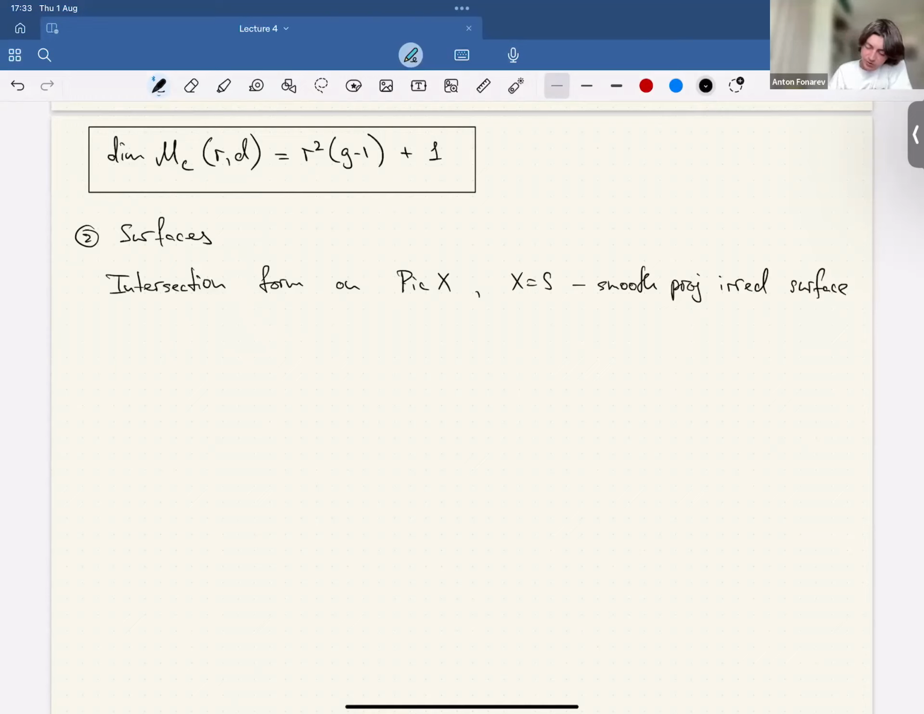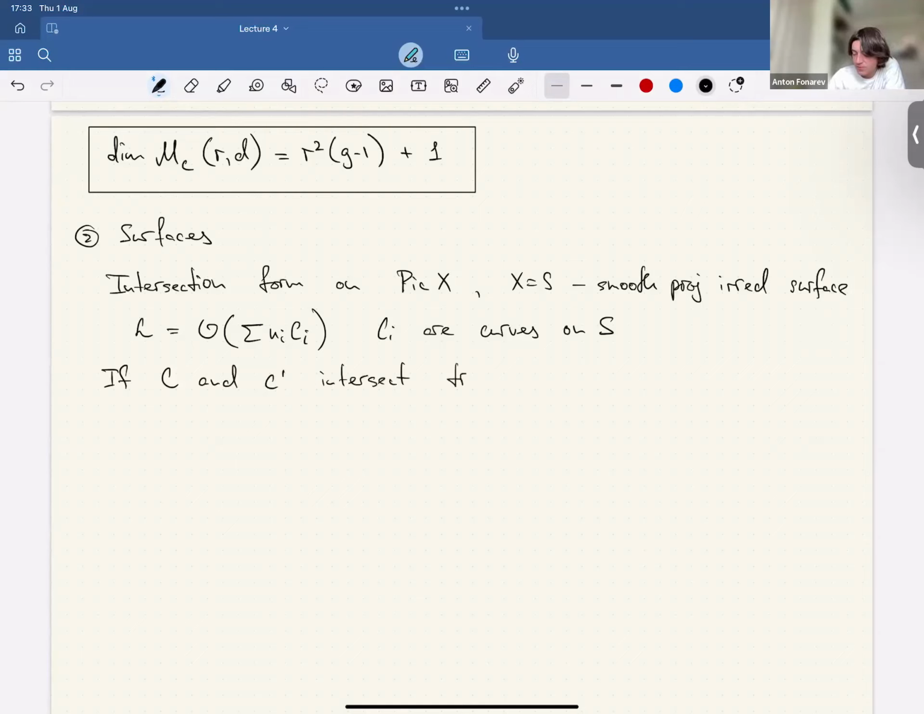And now on the Picard group of X, of course, if we have a line bundle, then it's O of the form O of the sum of N_i C_i, where now C_i are curves on S. All right, well, as you might guess, there is a certain type of intersection form, namely if C and C prime intersect transversely, then we can compute the intersection number as just the number of points of intersection.